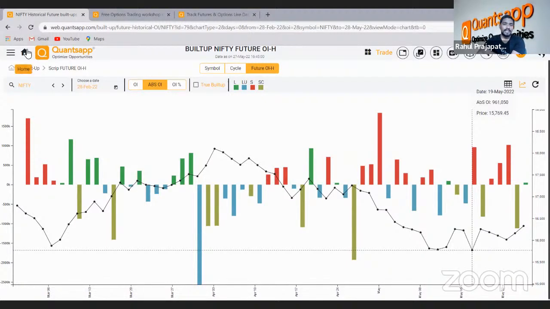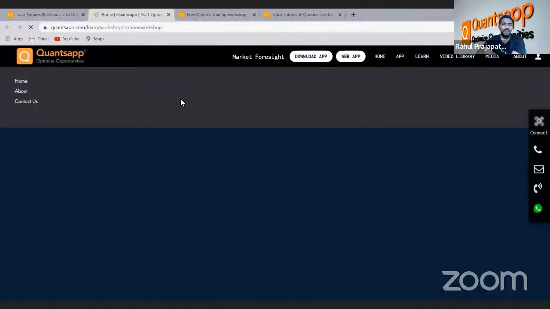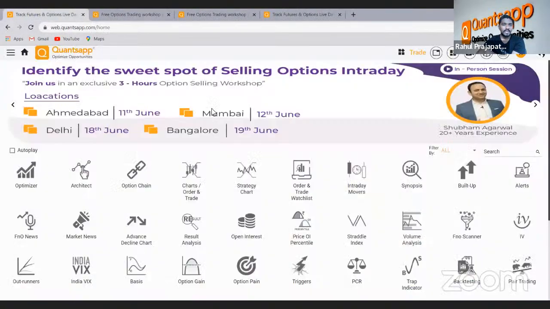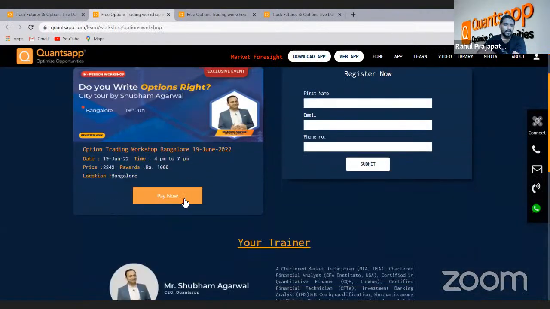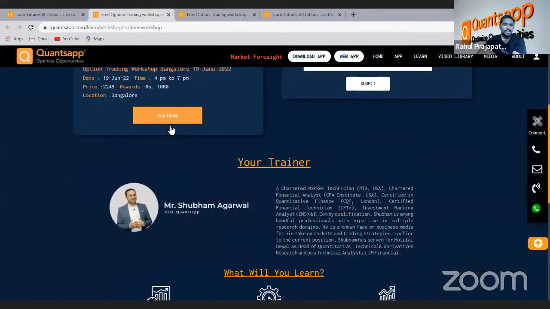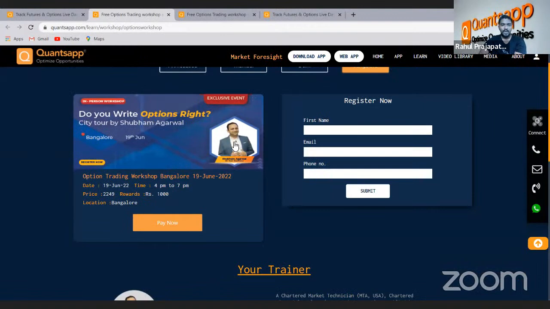Where you can see the detail, you can simply go here. You can click on this banner. This is the banner happening. You just click on this and it will open this. You can simply click on Bangalore, and you can register from here only if you want to come.